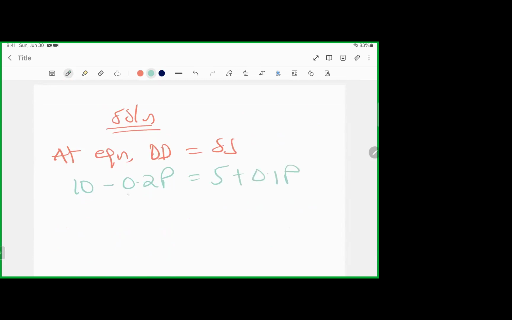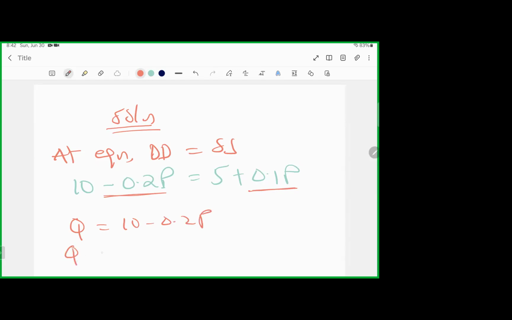And you know why demand is negative. The price coefficient is negative because of the law of demand. And you know why this is positive? Because of the law of supply. So even if I write something like this, Q is equal to 10 minus 0.2P.